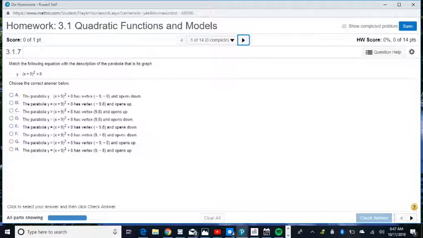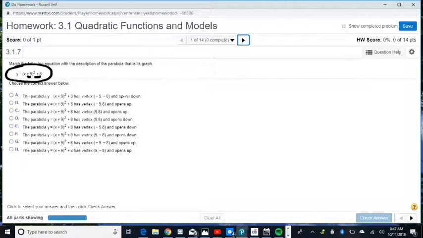So all you're going to be doing is looking at the function and remembering that we have shifts and transformations. What you need to know here is that from those shifts and transformations, you can get every piece of information that you need to determine the vertex and if it's opening up or down.